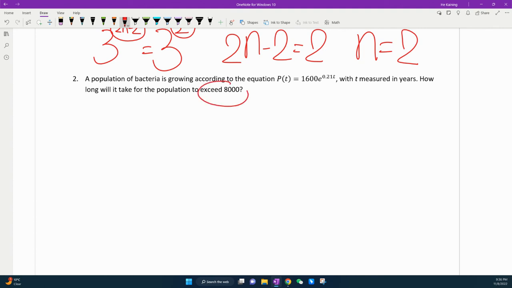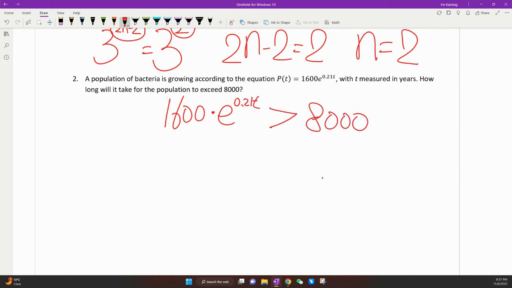Okay, exceed 8,000. Again, the population, that means P(t) is going to be replaced. P is just for population and t is at a certain time. That means the population at a certain time. So t is just a number, we don't need to replace the t. We just need to replace the P, because the parentheses are just telling me that it's at a certain time. Okay, so I want to talk about exceed 8,000. That means 1600 times e^(0.21t) exceeds 8,000. Again, I want it to be greater because exceed means greater.